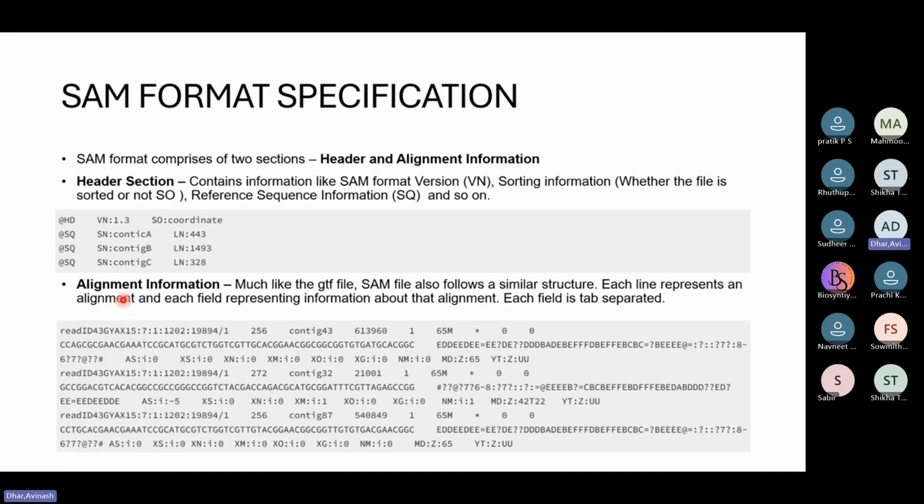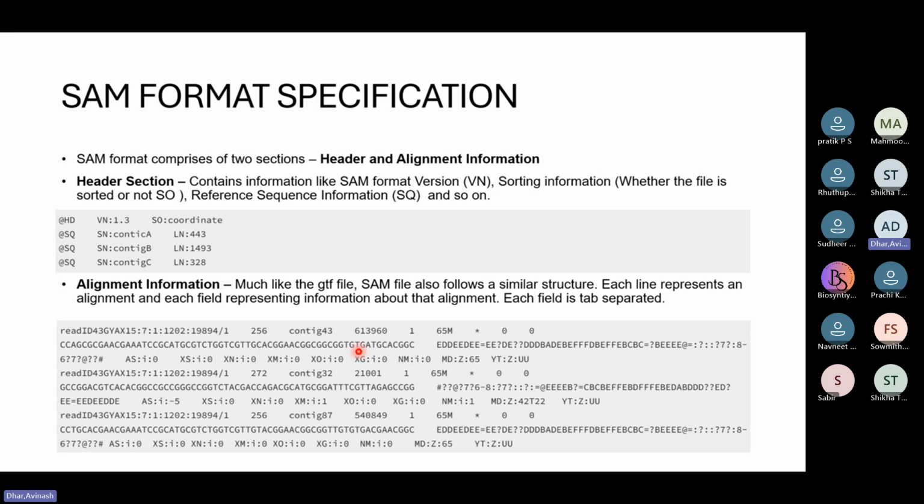So this was my template length. Any idea what the next two columns have? This column and this column? So this is my sequence, and the quality score. Exactly. So this is my sequence of the read, and this is its quality score.